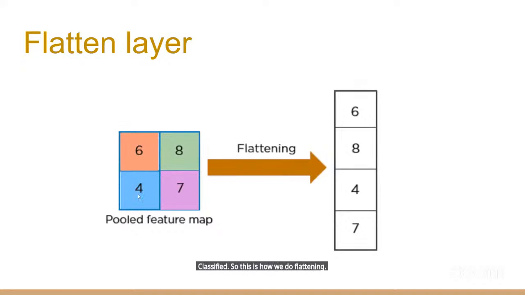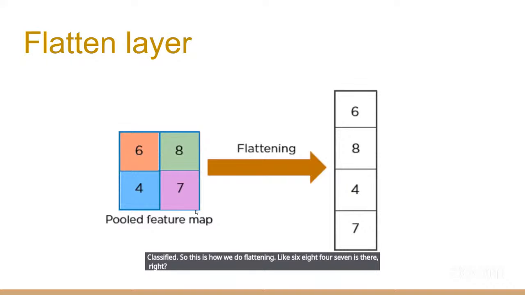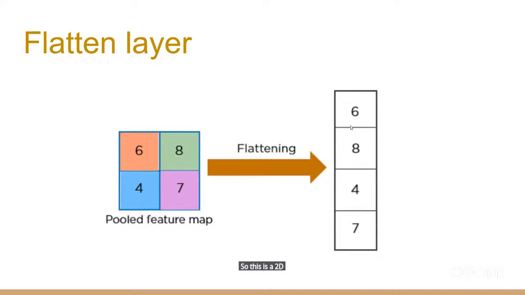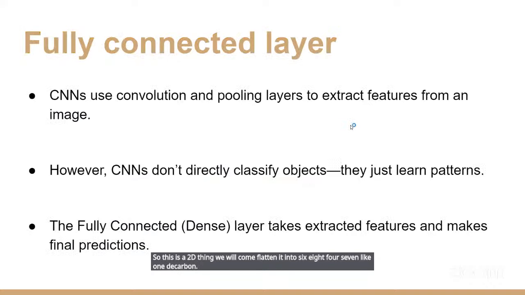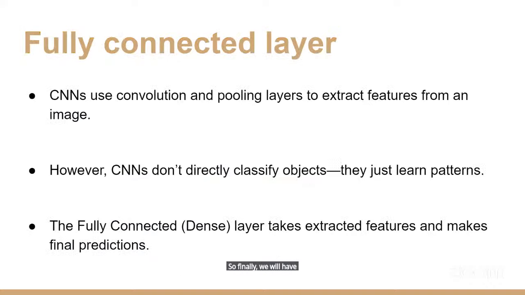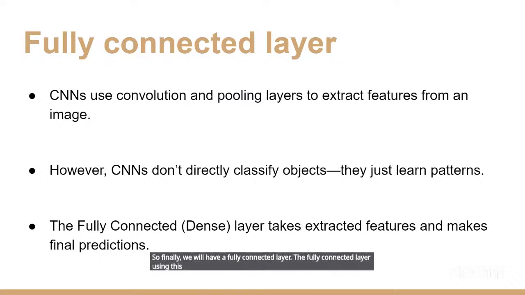Like 6, 8, 4, 7 is there, right? So this is a 2D thing. We will flatten it into 6, 8, 4, 7, like 1D convolution. So finally we will have a fully connected layer. In this fully connected layer, the features we have extracted so far, if we give them to the fully connected layer, it will directly classify what objects we have.